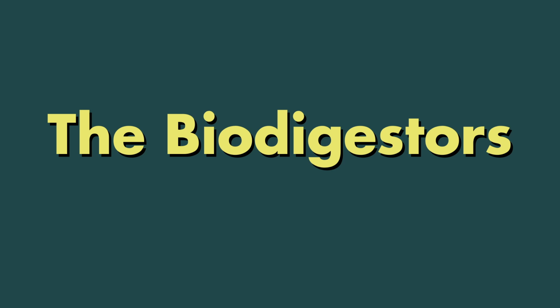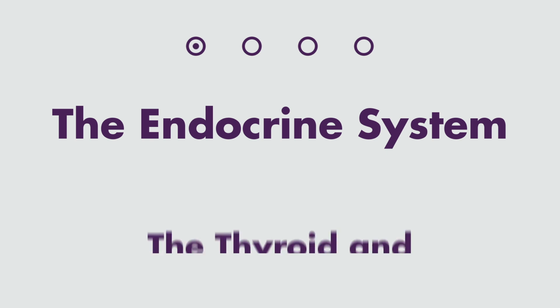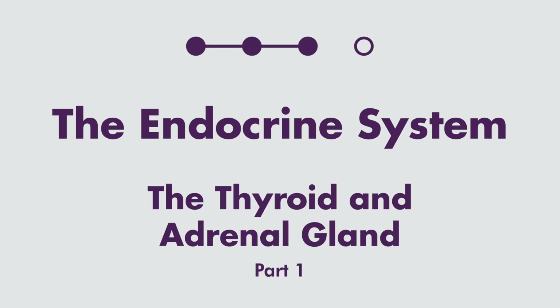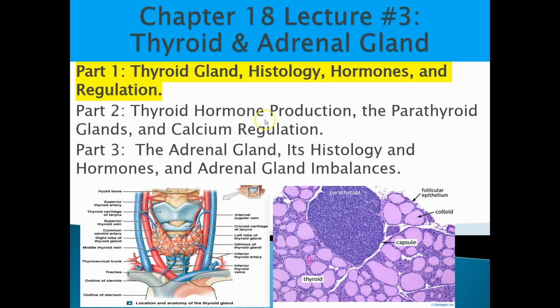Hello everyone, and welcome to our third lecture of Chapter 18, where of course we're overviewing the endocrine system. As you can see in this lecture, we're going to break it down into three different parts. We're going to focus heavily on the thyroid gland. It's going to take us 2 parts to really break it down, because we're going to get into a huge physiological process on the entire formation of thyroid hormone. We'll see that, and then we'll finish with the adrenal gland.